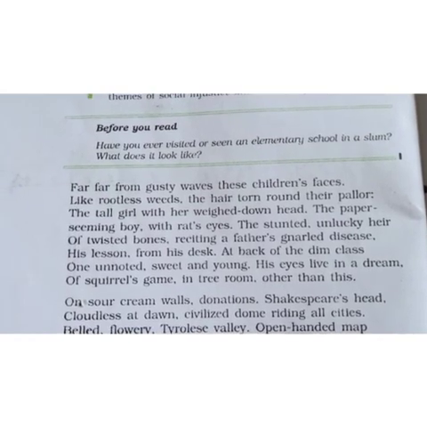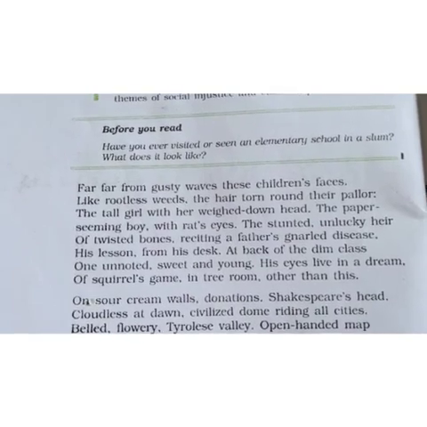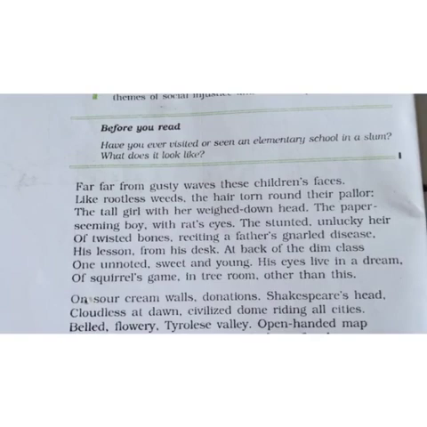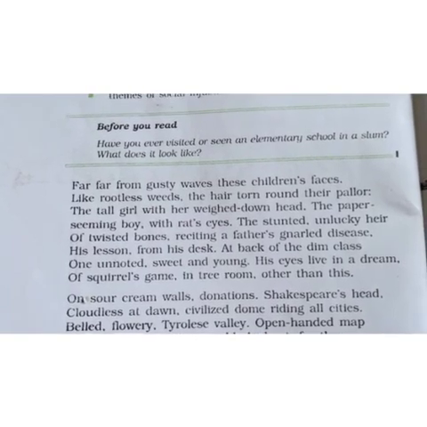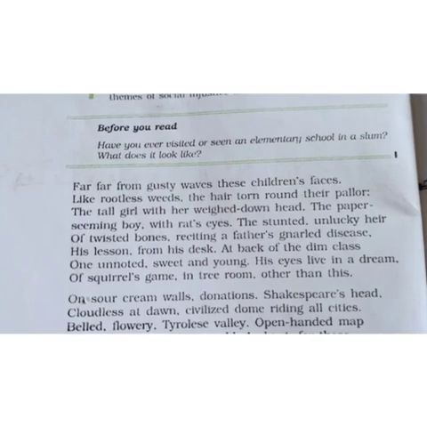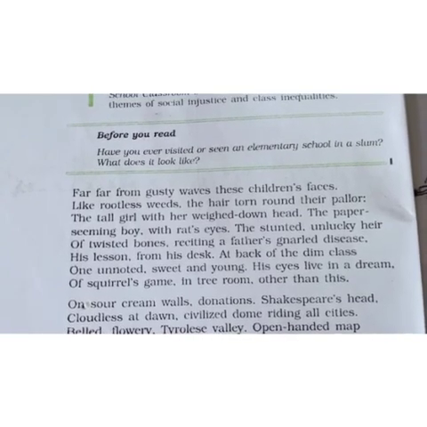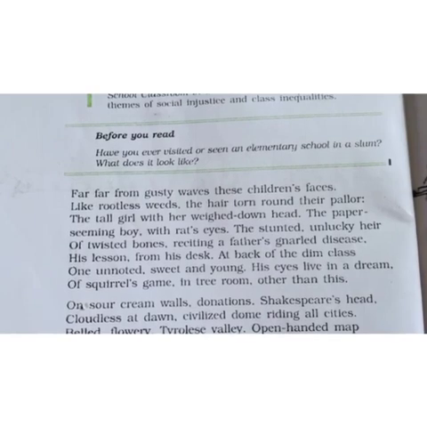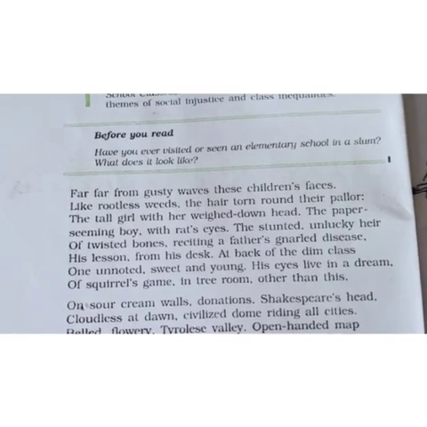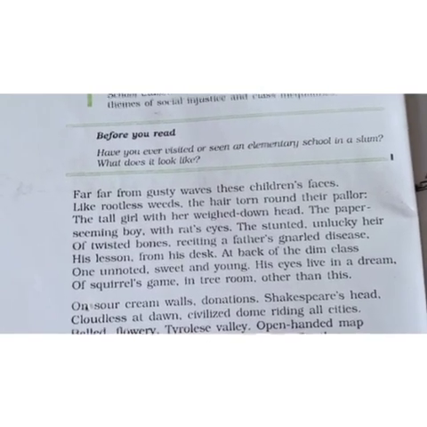The children are like rootless weed. Rootless weed means unwanted plants. So here the poet wants to say that these children of slum area are like unwanted plants. Nobody likes them or takes care of them. They are unwanted and useless part of the society. Hair torn round their pillow. Pillow means dull face. Here the poet wants to say that the hair of the children is unkempt and scattered on their dull face.